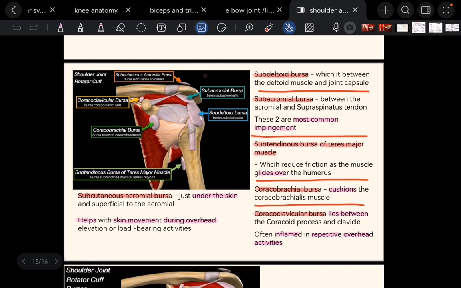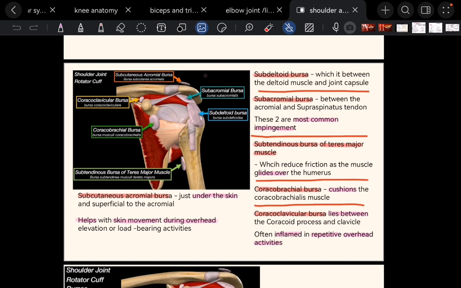Now, there are a lot of bursae around the shoulder, and we're going to first talk about six of them. First, we have the subdeltoid bursa. The subdeltoid bursa is a bursa between the deltoid muscle and the joint capsule. Next, we have the subacromial bursa. The subacromial bursa is between the acromion and the supraspinatus tendon. The subacromial bursa and the subdeltoid bursa are the most common bursae involved in impingement syndromes.